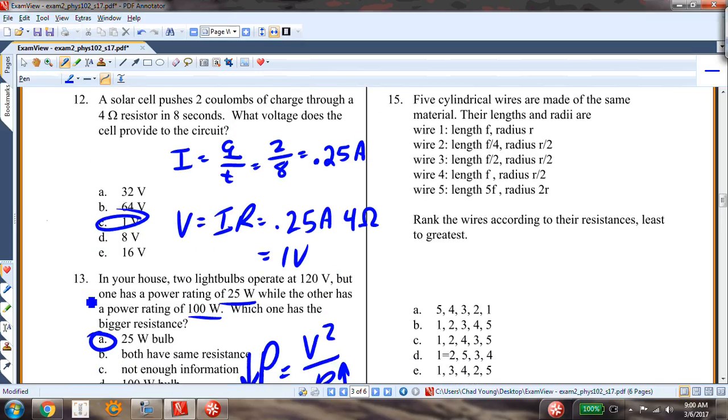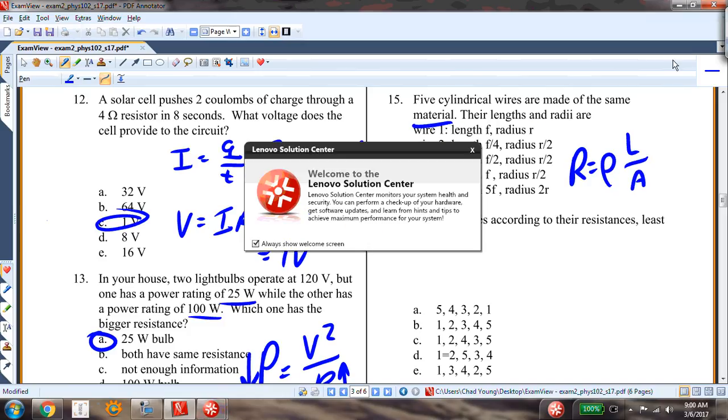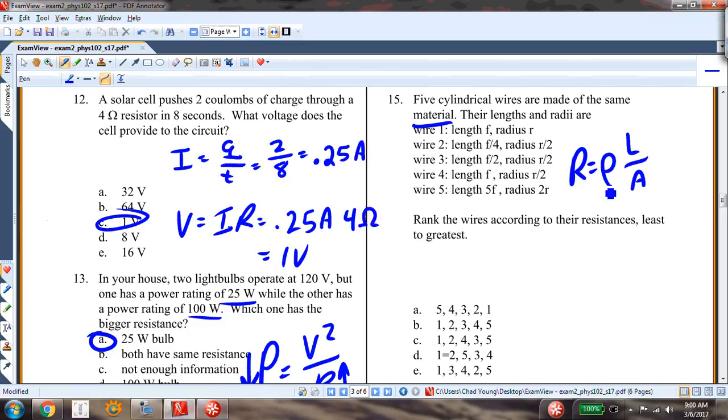All right. Rank these according to the resistances. Well, R is equal to rho L over A. Rho is a constant because it says they're made of the same material. So let's just rank them. I'll just list them out. So I have L over R squared. I'm just going to have 1 over 1. Then L over 4 over the radius.